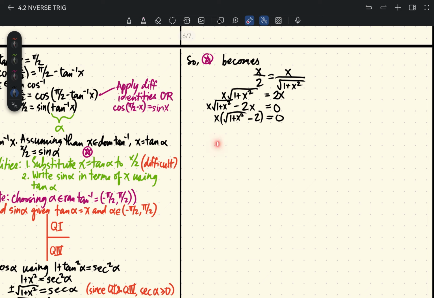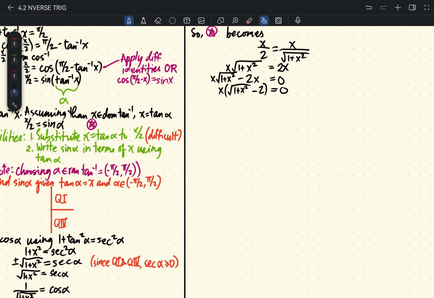And since you have a product of two factors which is equal to 0, that means that x equals 0 or square root of 1 plus x squared minus 2 equals 0. So what we do right here is solve these two equations. But this one right here, we don't need to do anything because x equals 0 already.